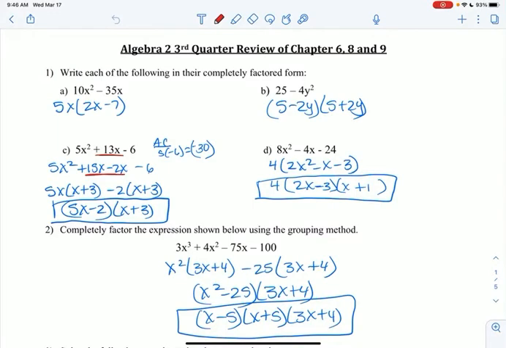Hi, Algebra 2. This is a review, or the answers for the third quarter review of chapters 6, 8, and 9. So I know period 3, we did a few of these in class the other day, but I'm going to start from the beginning.